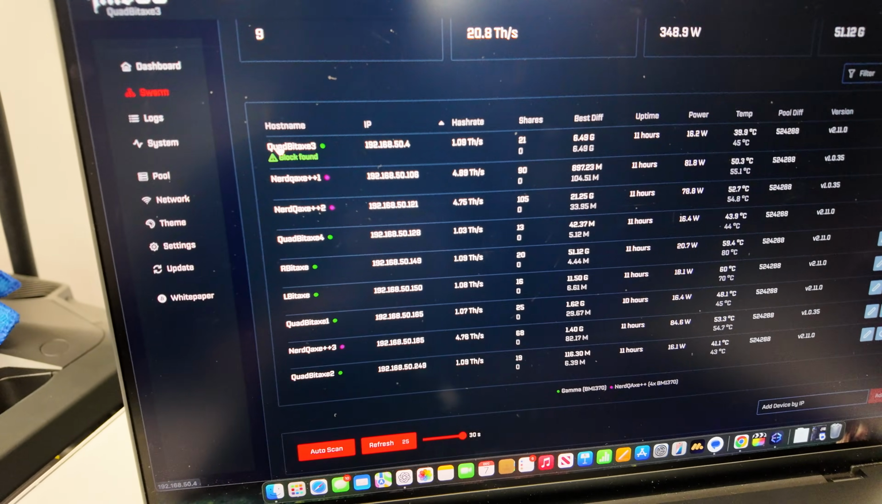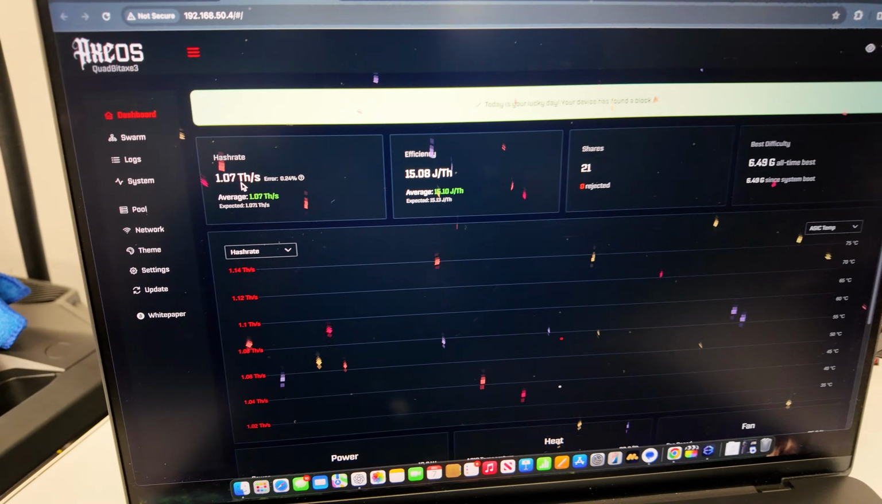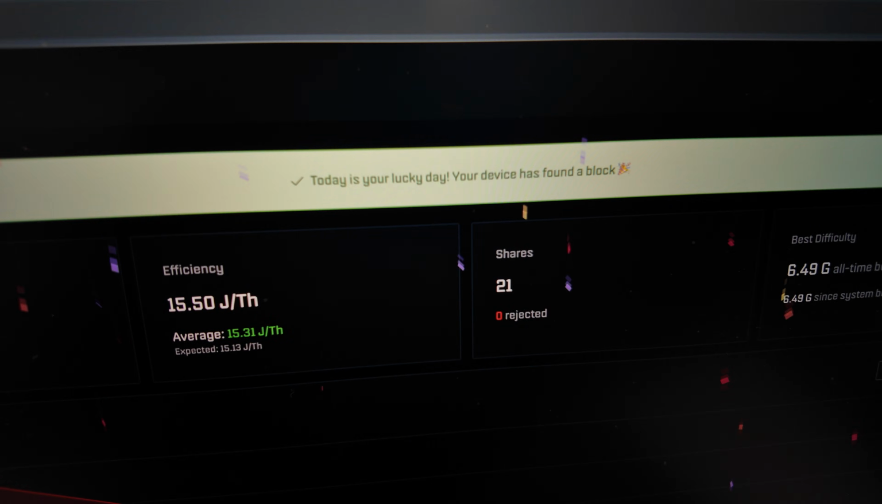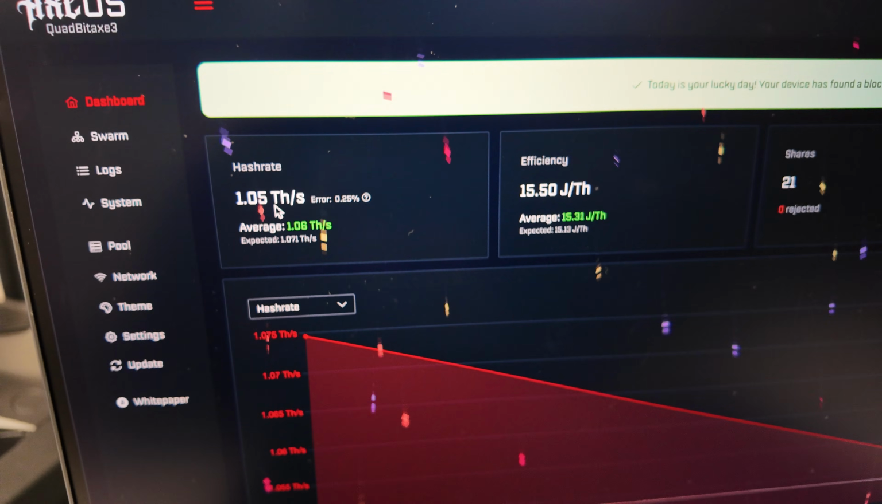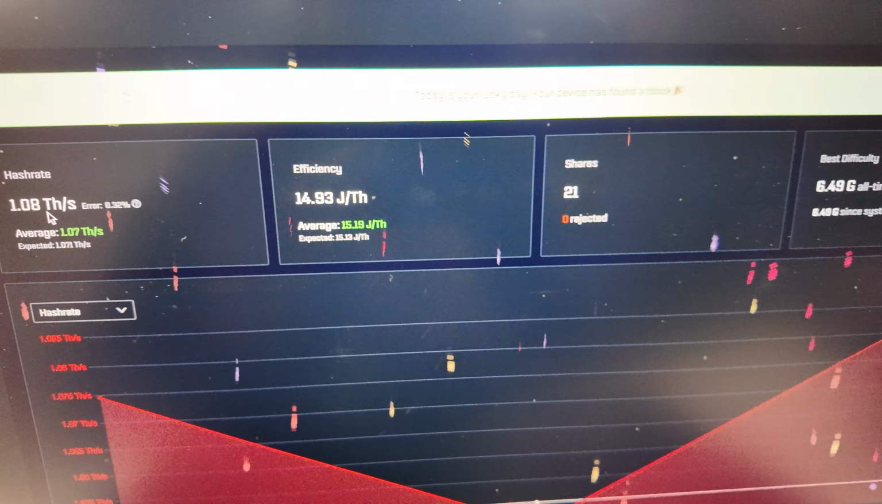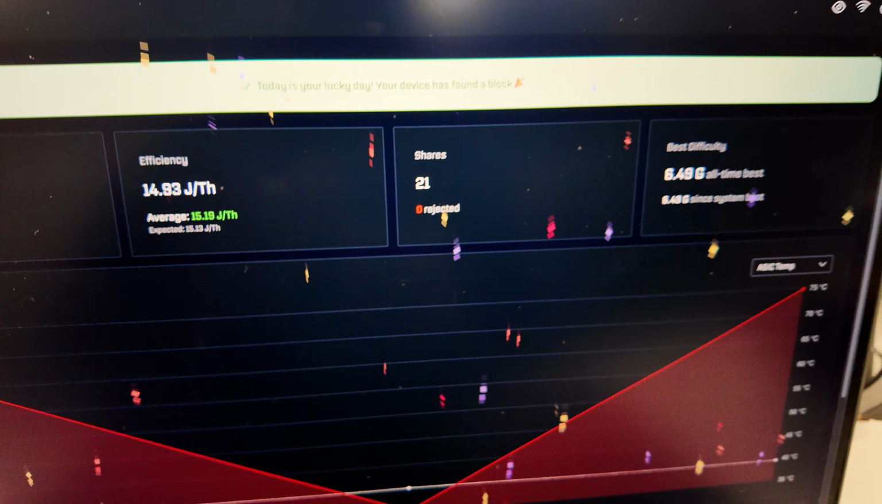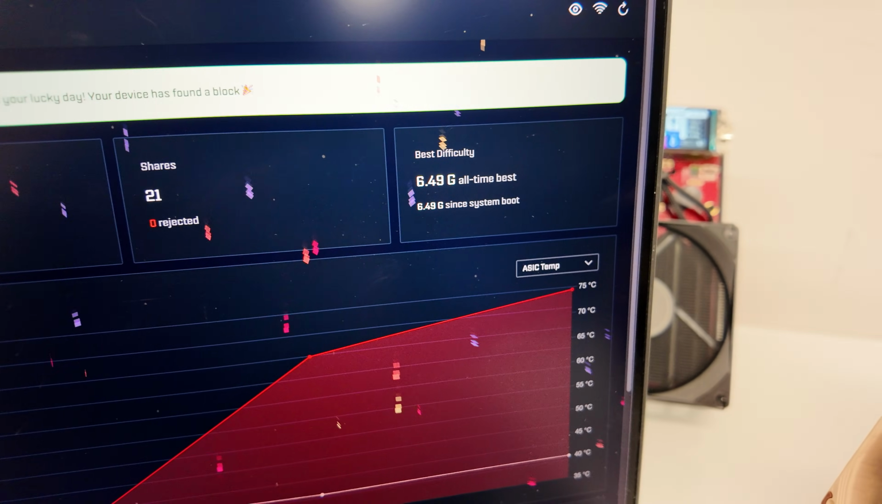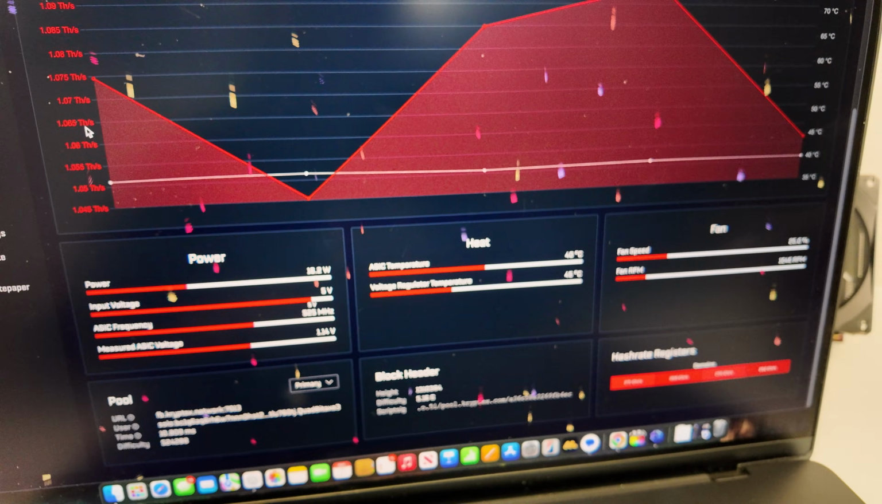So the payout on this, if we click on the Swarm feature, you'll see, if you haven't seen it yet, raining confetti. Today is your lucky day. Your device has found a block. And you can see 1.05 terahashes per second, the efficiency 14.93 joules. I've only done 21 shares. All-time best on this device is a 6.49 G. All stock settings.